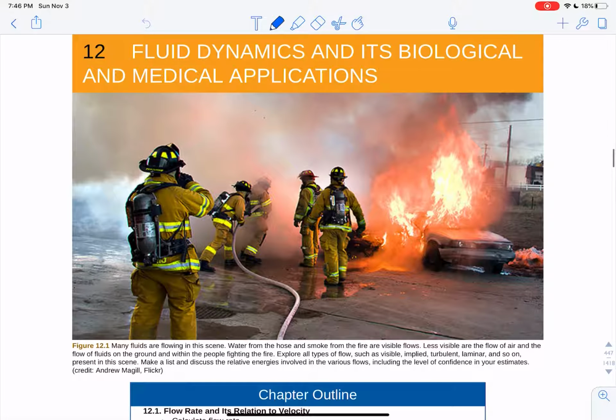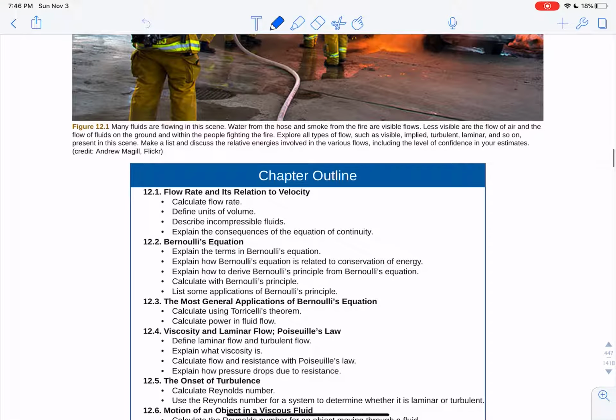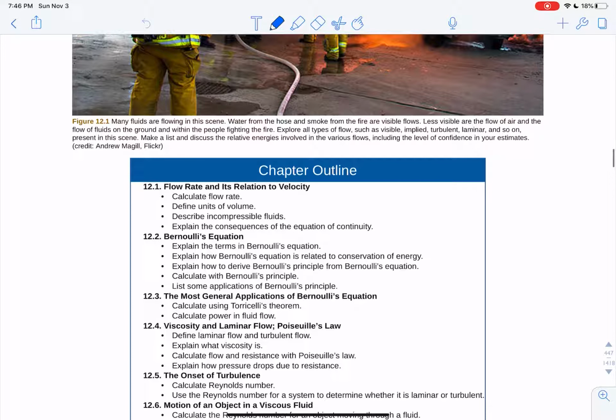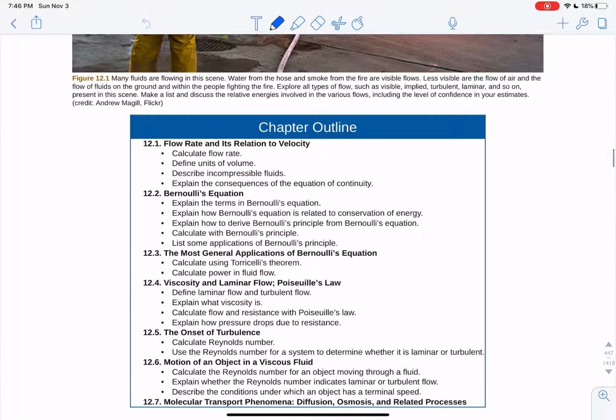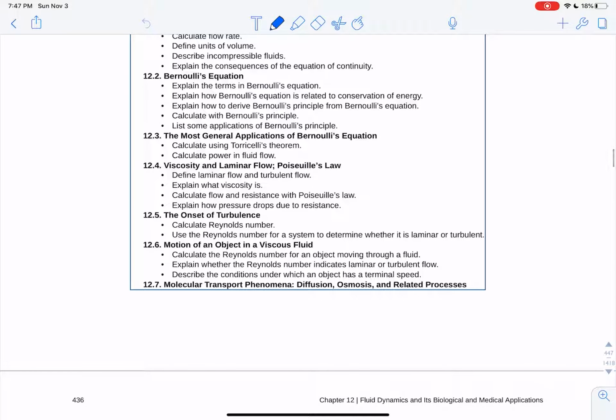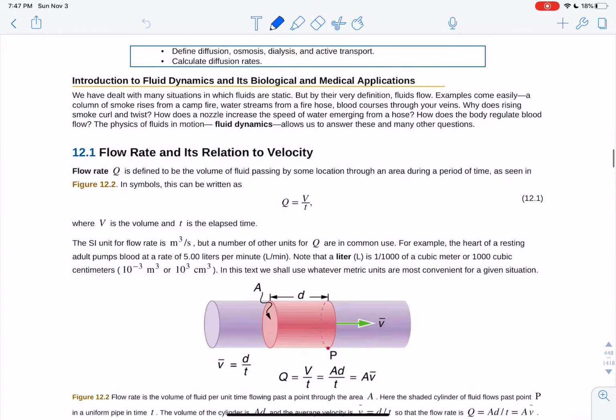Okay, chapter 12, fluid dynamics and its biological and medical applications. So now we're going to talk about fluids. We had them in static cases, and now let's talk about what happens when you put fluid in motion through a pipe or some other things. So we're talking about flow rate, its definition, and then Bernoulli's equation, which is sort of an energy formulation of water, and then some applications of these things.